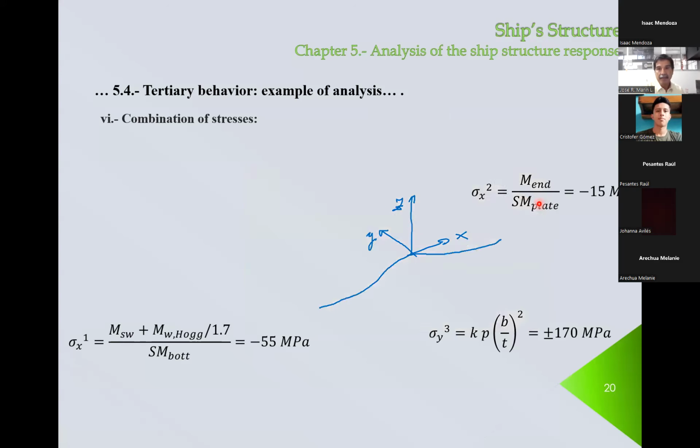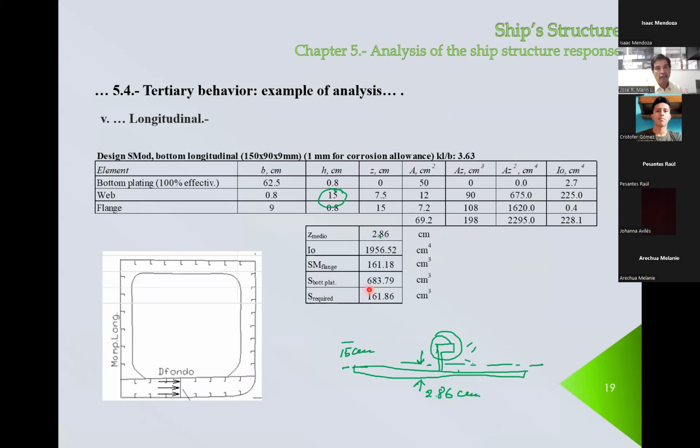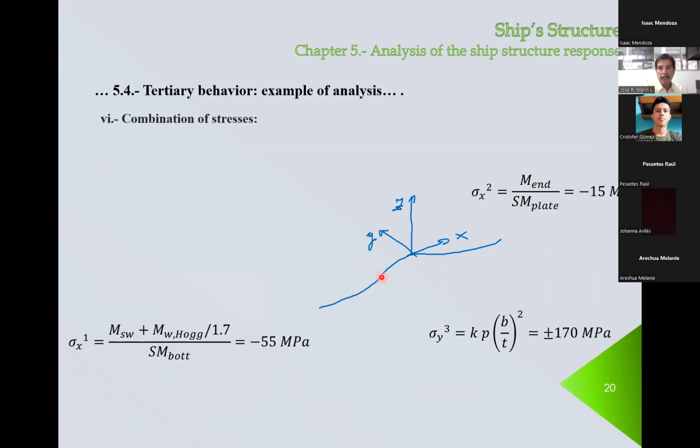So let me go back here. Okay, we have this number. This is the number for the section modulus on the flange. And this is very close to the required value. But we are calculating the secondary stress not on the flange, but on the plate. So this is the value for the sectional modulus that we have to consider. Okay, this value here. And we put it in here.